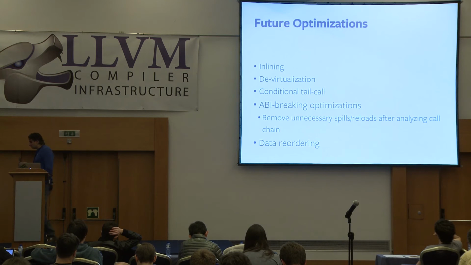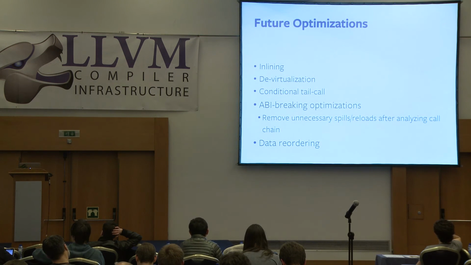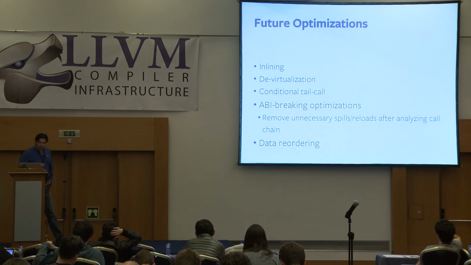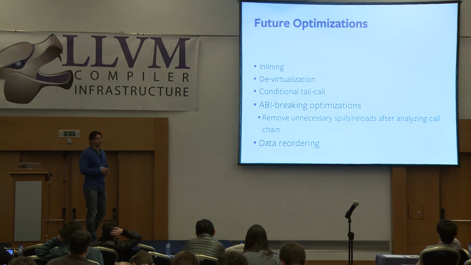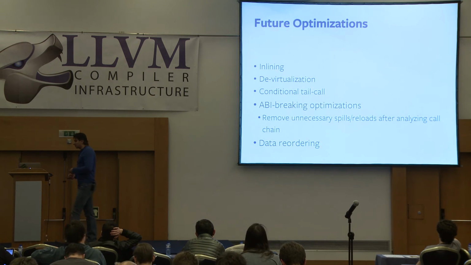What are our plans for future optimizations? Of course, we plan to do 100% coverage, and we plan to do more optimizations, such as inlining. We can do devirtualization with LBRs. We have a lot of data to perform it quite well. We can do a conditional tail call optimization. This is basically when you have a tail call and you have a conditional jump to a tail call, you can have a conditional jump directly to the function.